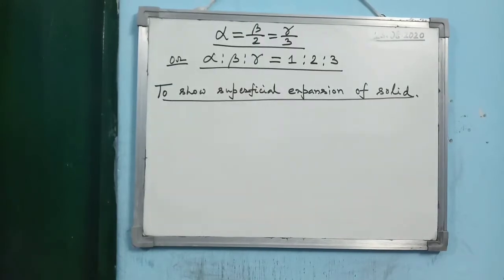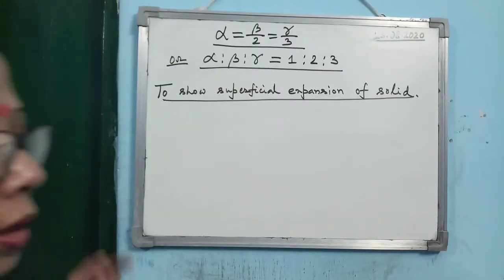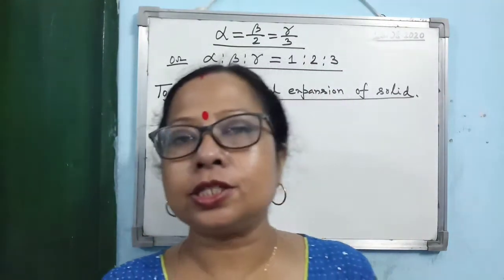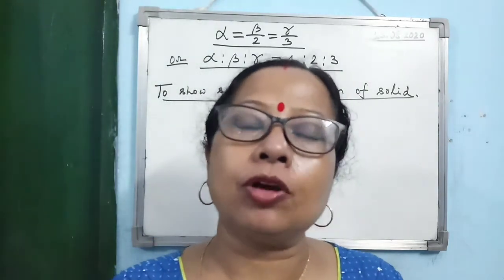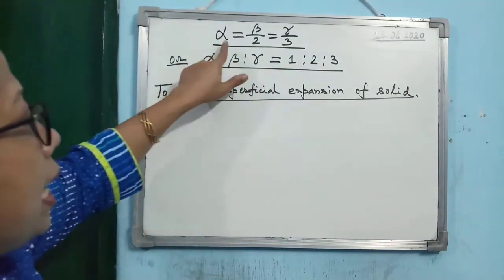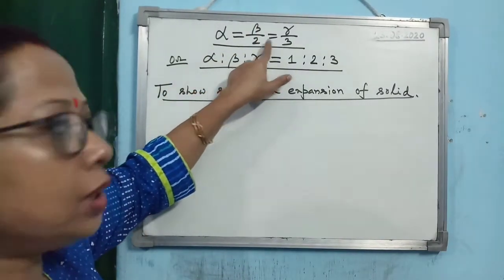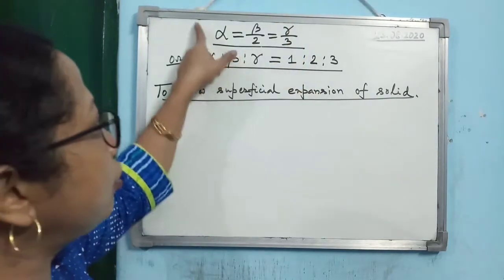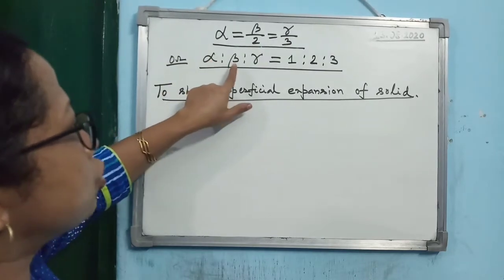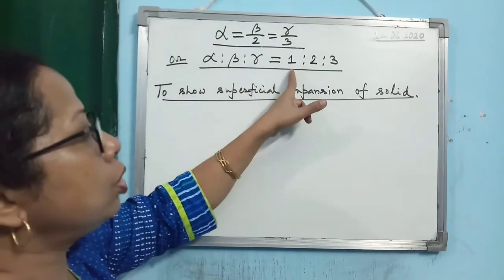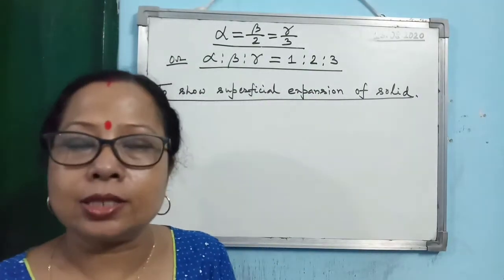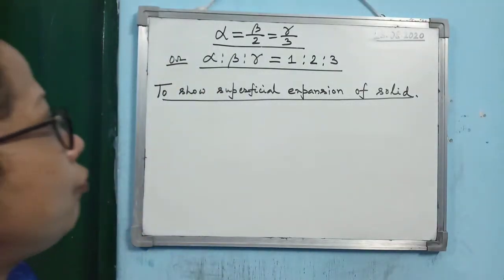So we have got three coefficients of expansion: alpha, coefficient of linear expansion; beta, coefficient of superficial expansion; and gamma is the coefficient of cubical expansion. Now they are interrelated. What is the relation? Alpha is equal to beta by 2 equal to gamma by 3. This is one way to write their relation. Or you can write alpha is to beta is to gamma is equal to 1 is to 2 is to 3. Both forms you must learn and remember. So these are the relations between alpha, beta and gamma.